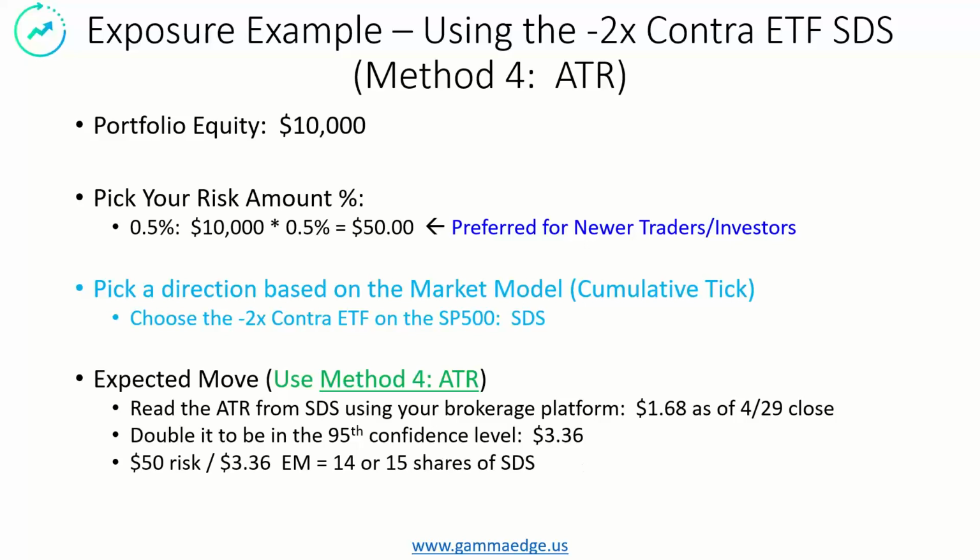So our exposure example 2 is using ATR, which is the one that I usually prefer to use. Same portfolio equity, same risk amount, same market model structure that we want to follow. And this allows you to have 14 or 15 shares of SDS, and that calculation is shown there. 95th percent confidence interval gives you 336. So we divide that by the $50 risk. And again, that allows you your position size of 14 to 15 shares, which is definitely doable.